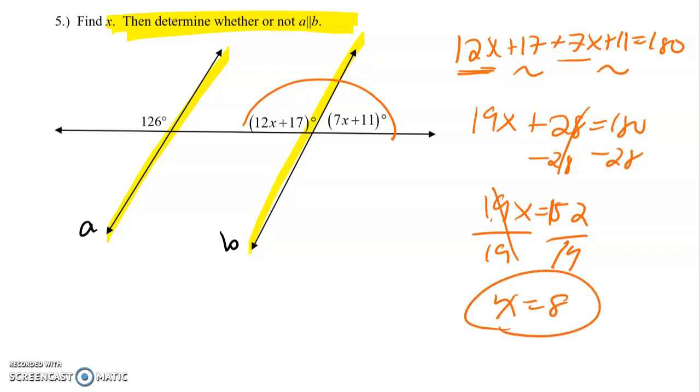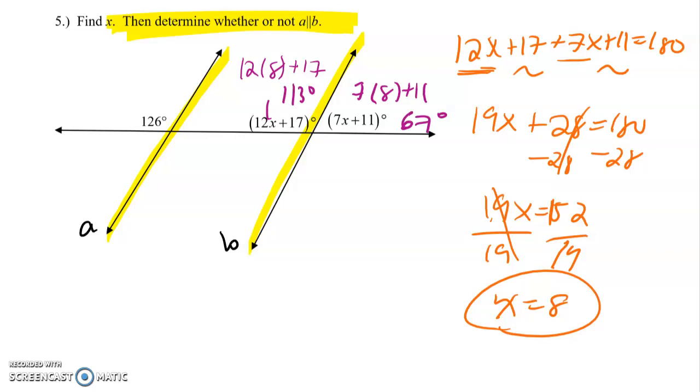And now at this point, we are asked to figure out, okay, are they parallel? So our task now is to take our x and plug it in and see if the degrees for those two angles establish the parallel idea. When I plug it in, I've got 12 times 8, which is my x value, plus 17. I'm going to do that on my calculator. 12 times 8 plus 17 looks like that's 113 degrees. For my second angle, it's going to be 7 times 8 plus 11. So we've got 7 times 8, which is 56, plus 11, which is 67 degrees.